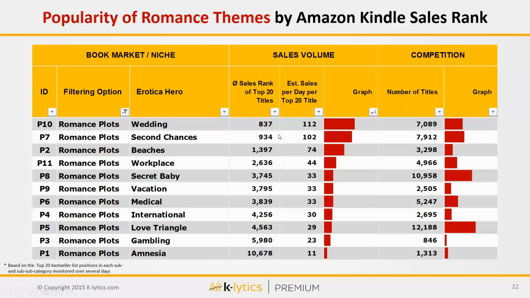Now we're looking at popularity of romance themes by sales rank. And the analysis shows that wedding, second chances, beaches, and workplace-related romance are the most popular romance themes right now from a demand point of view. We look at the demand, and to complete the picture, the graph also shows the degree of competition in each of these as measured by the number of available English language titles.